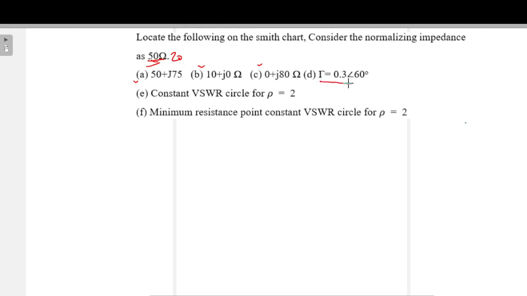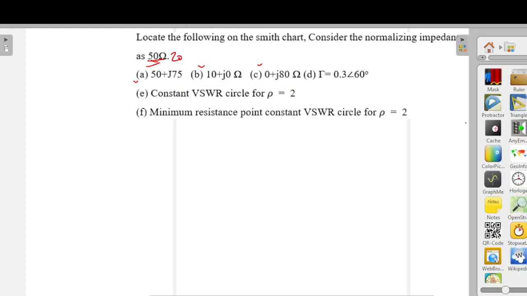We have to locate the reflection coefficient value, draw the constant VSWR circle, and locate the minimum resistance point on the constant VSWR circle. So where does it locate? First of all, to solve this problem we need to represent all these values as normalized impedance values. So how do we do that?